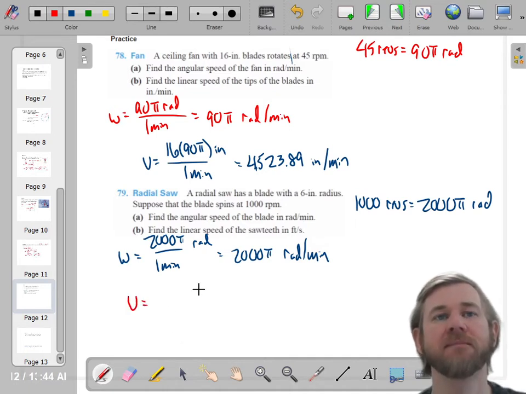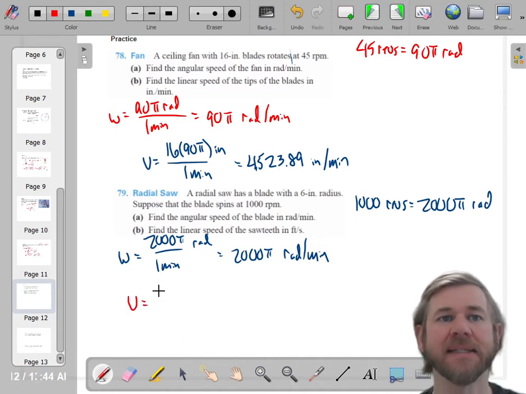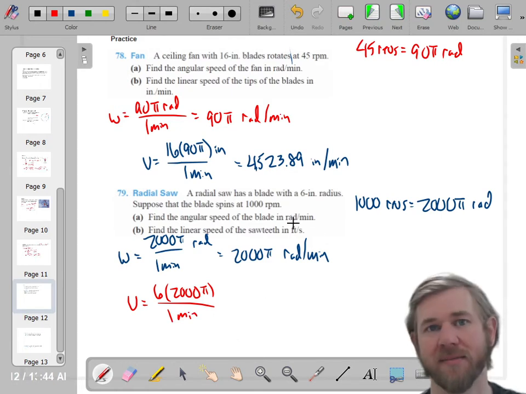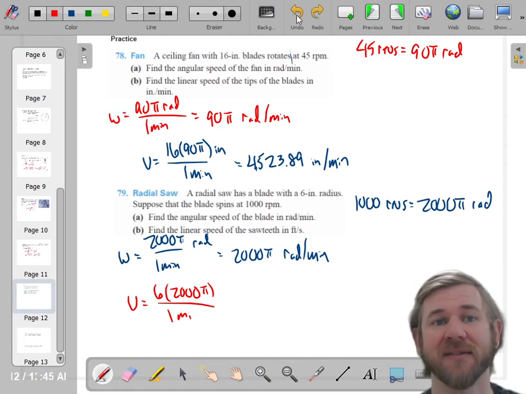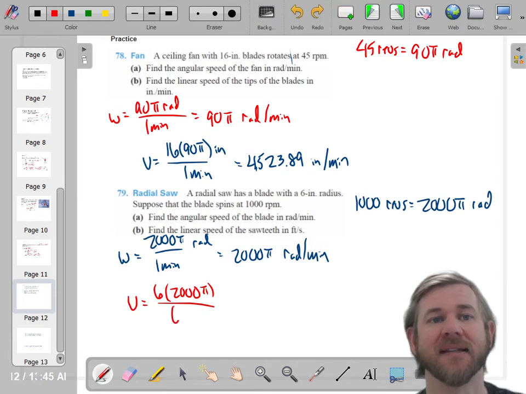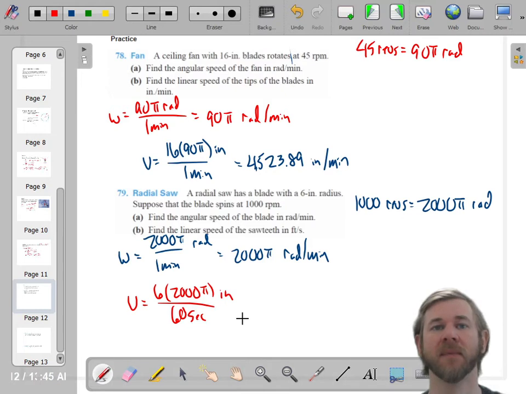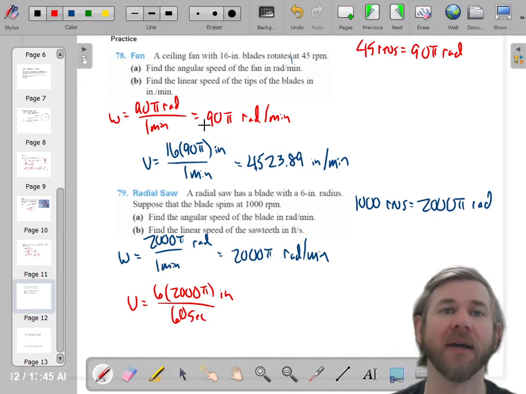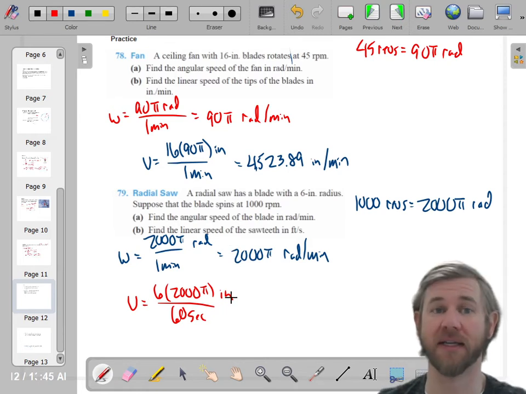For linear speed, multiply by the radius. The radius is 6, so now we're in inches. So 6 times 2,000 pi over, still 1 minute. Although, oh, wait a minute. We want our answer in feet per second. So let's make that 60 seconds. Tricky, tricky. But our units in the top are inches. So it says it wants feet per second? Okay. We'll convert the inches to feet in a second.